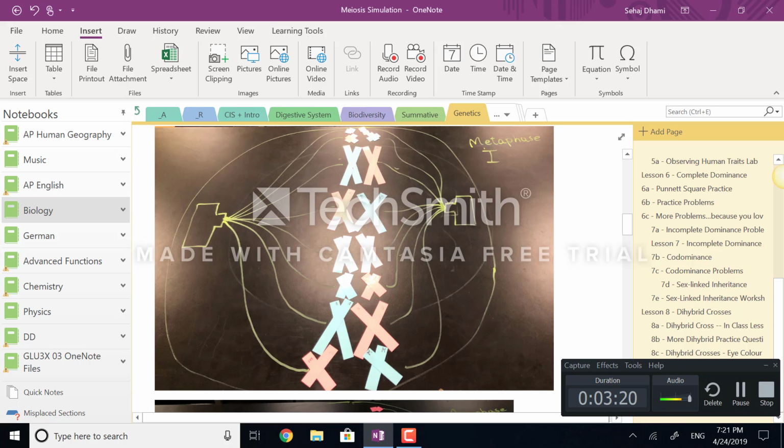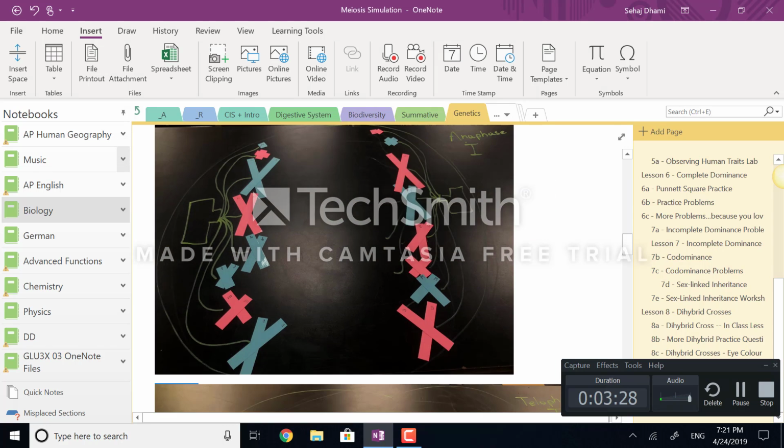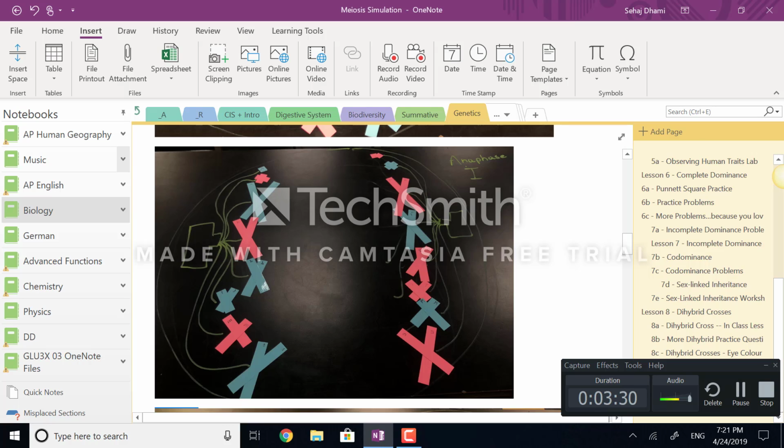And another thing to keep in mind is that meiosis 1 involves the separation of homologous chromosomes, while meiosis 2 involves the separation of sister chromatids. And moving on to anaphase, this does not really need much of an explanation, but all that happens is that the homologous chromosomes are pulled apart as the spindle fibers contract, pulling them to opposite centrosomes.